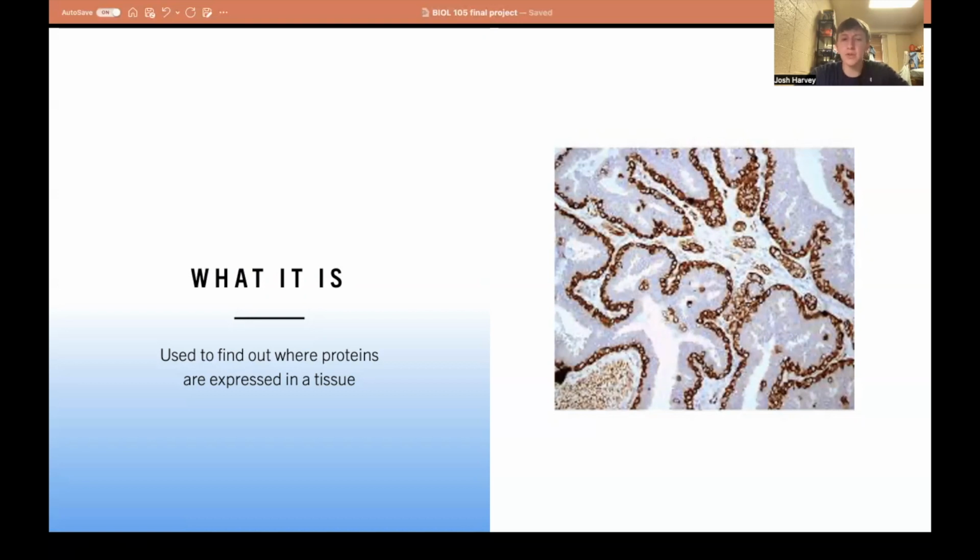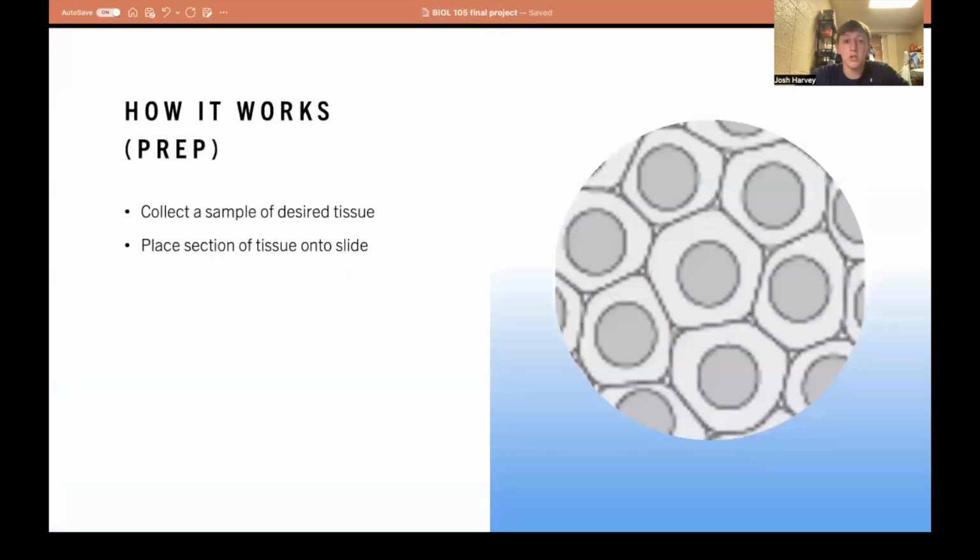Okay, so how does immunohistochemistry produce this color at the location of each protein? To perform immunohistochemistry, we first must collect a sample of our desired tissue and plate it onto a slide to put under a microscope. At this point, there will not be any fluorescent color present throughout the cells.